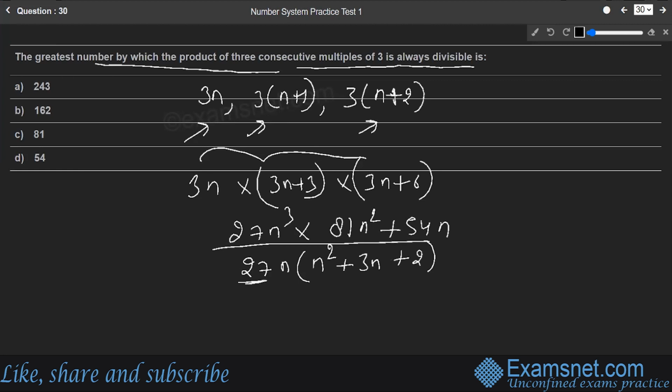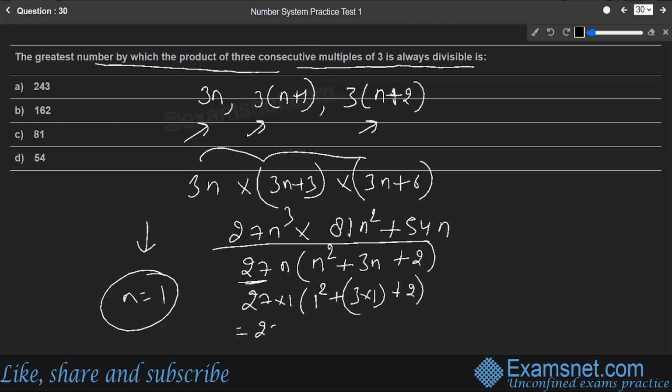Okay, so let us take the very small example of the smallest natural number 1. If we take the smallest natural number 1, let us put n equal to 1. If you put n equal to 1 for the case of the smallest triplet of any three consecutive numbers that are multiples of 3, you have to put n equal to 1. If you put n equal to 1, it's going to be 27 into 1 square plus 3 into 1 plus 2, which is going to be 27 into 3 plus 2 is 5 plus 1, 6. That is nothing but 162.